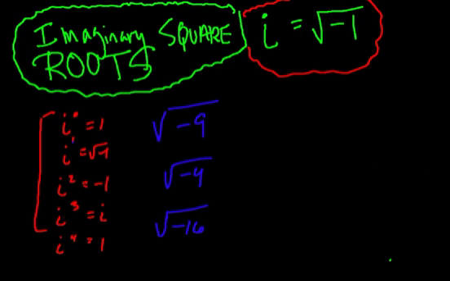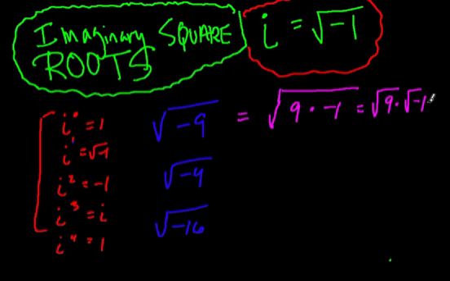Well, this is where i comes into play. You want to think of the square root of -9 as 9 times -1. Since -9 is equal to 9 times -1, you could think of this as the square root of 9 times the square root of -1, and that just equals 3 times i, because the square root of 9 is 3, and the square root of -1 is i. So the square root of -9 is just 3i.